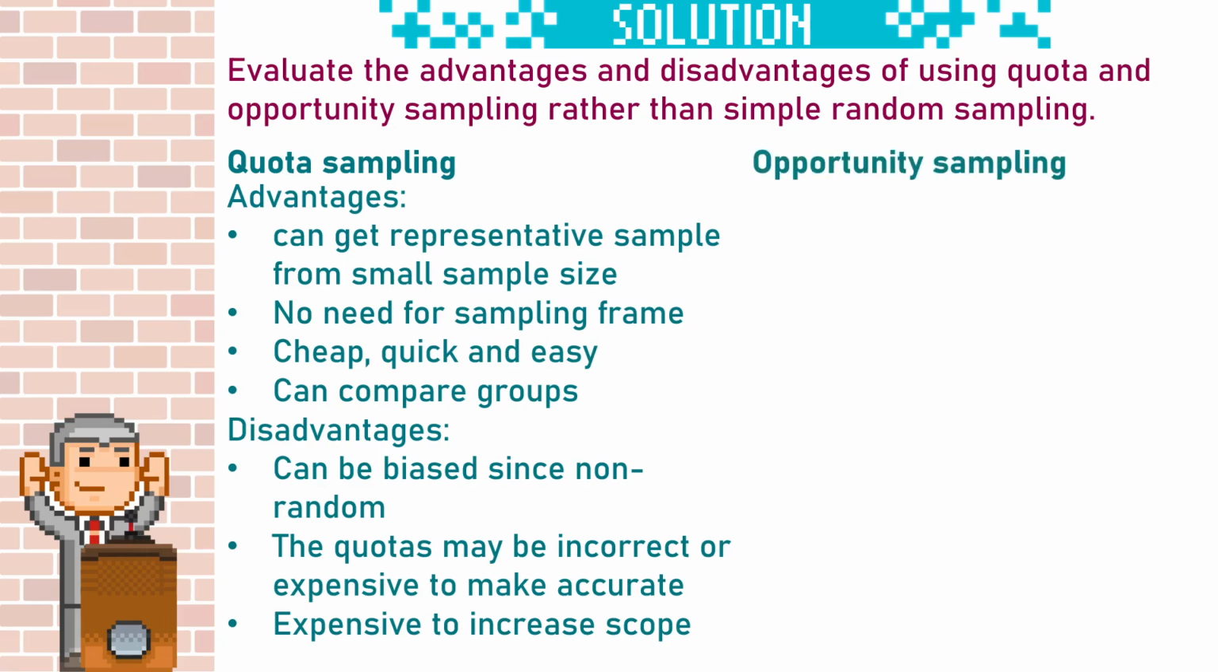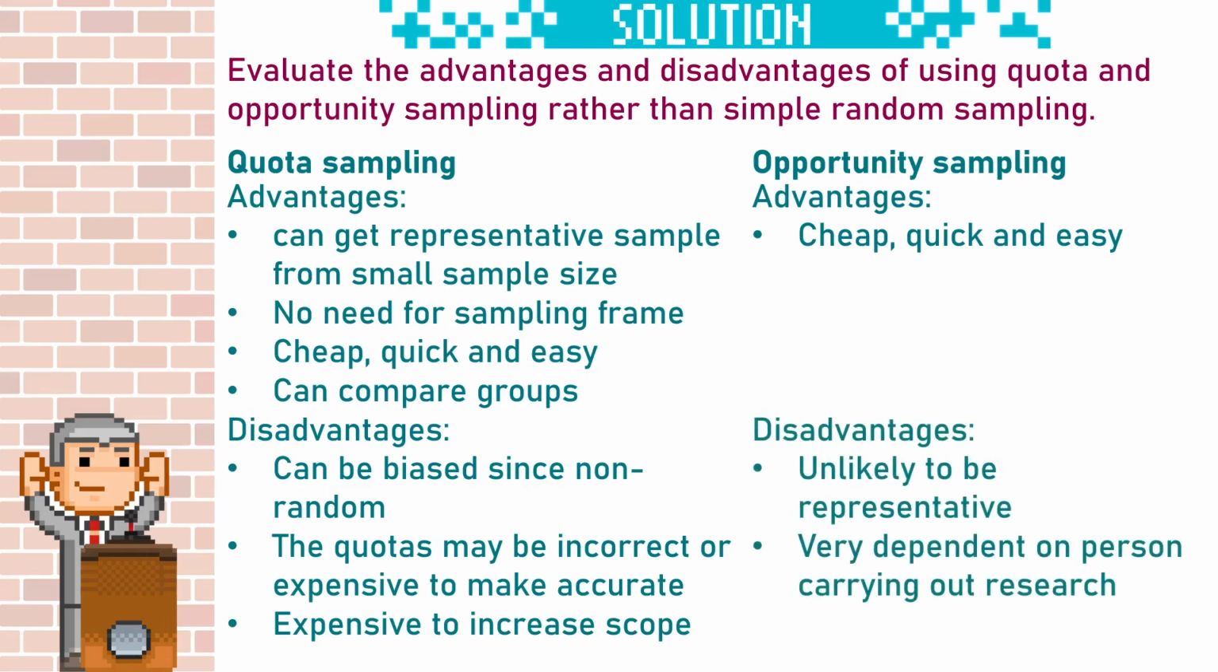For opportunity sampling, the advantages are very short because it's just cheap, quick and easy because it's just the first people you come across. So you're not having to turn away that many people. The disadvantage is it's unlikely to be representative, so the group that you end up with may not fully reflect the population. For instance, if you took a group at random on any population, you'd expect there roughly to be 50% males, 50% females, but opportunity sampling may give you all males or all females, so it won't be representative of the population, and it is very dependent on the person carrying out the research.